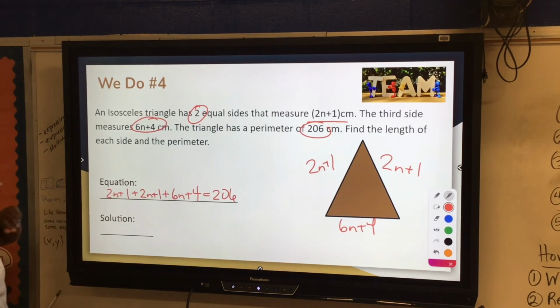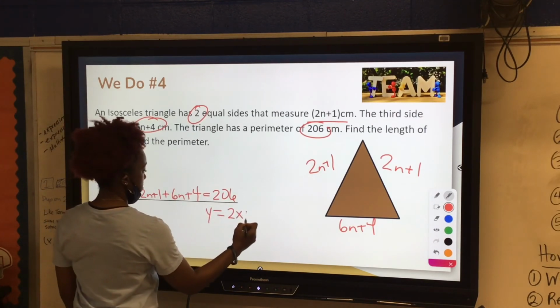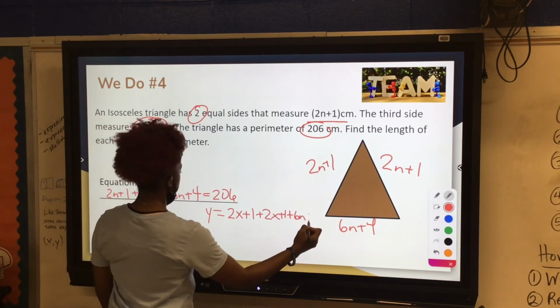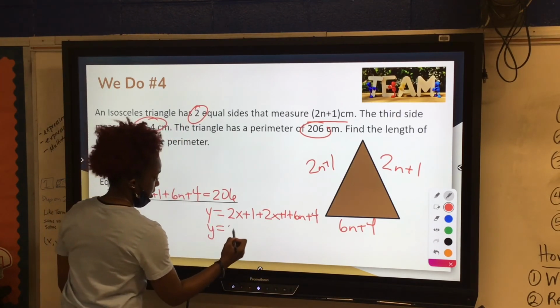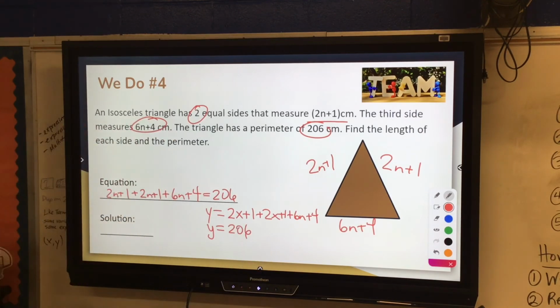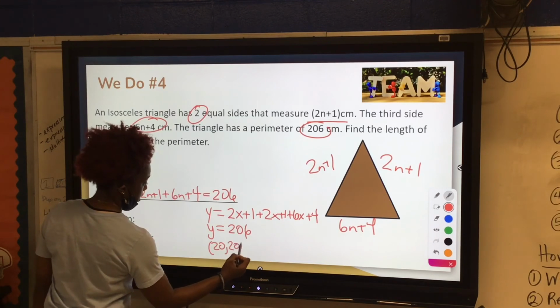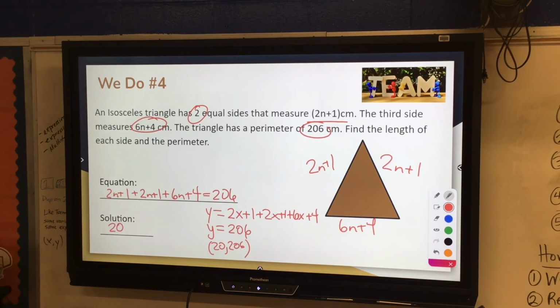So how are we going to put this on Desmos? Y equals 2x plus 1 plus 2x plus 1 plus 6x plus 4. And then in the second box or input, we'll put y equals 206. All right, so when we put this in Desmos, what do we get? 20, comma, 206. So we get 20. Okay? So n equals 20.